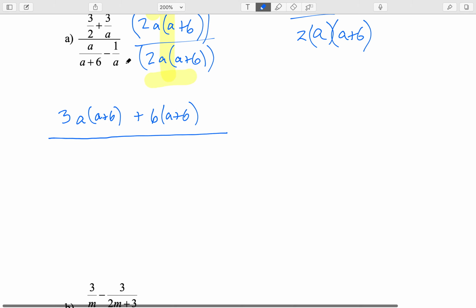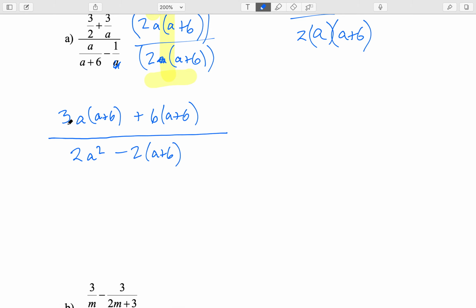Same thing's going to happen here. When I multiply it into here, the A plus 6 is going to cancel. So I'm left with A times 2A, 2A squared, minus 1 over A. When I do this, the A is going to cancel. So I'm left with 1 times 2. So 2 times A plus 6. Okay, now this is a little bit bigger, but at least the fractions are gone.